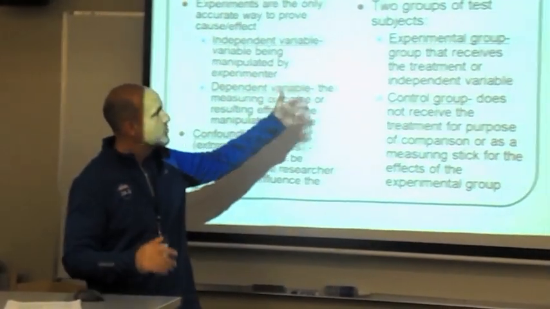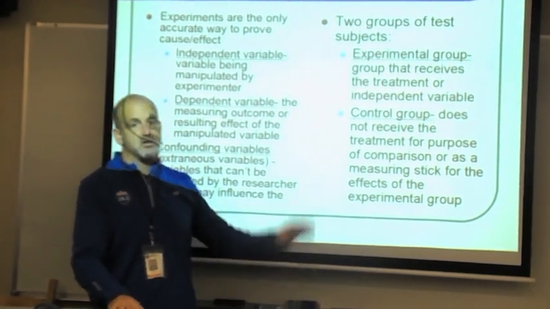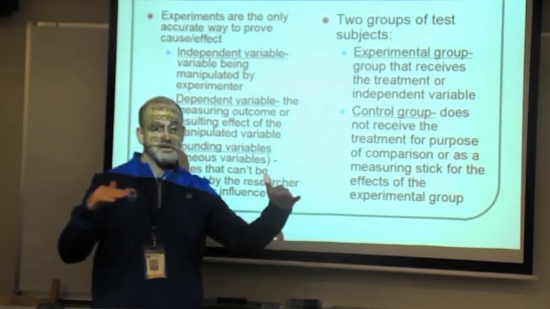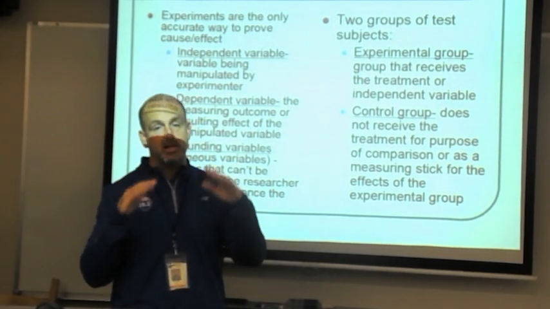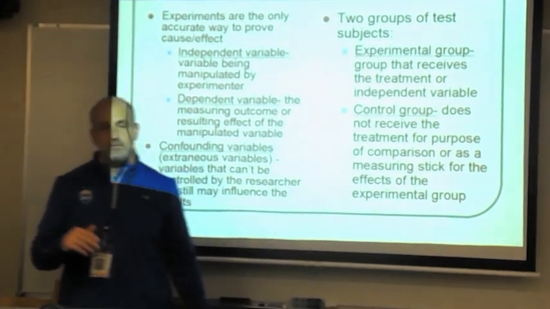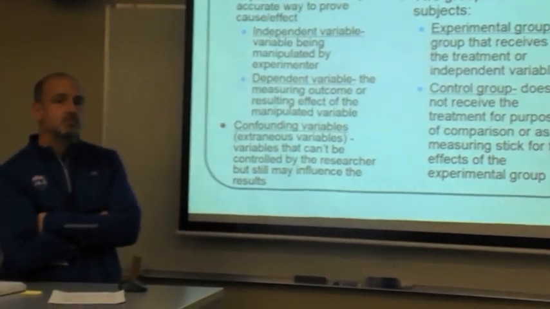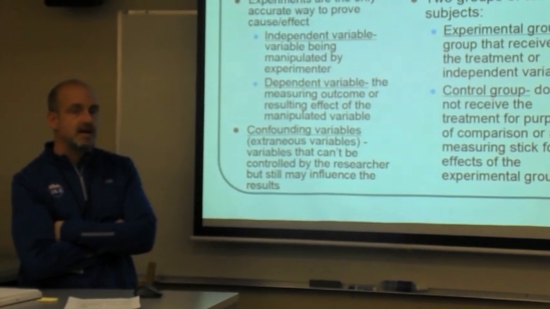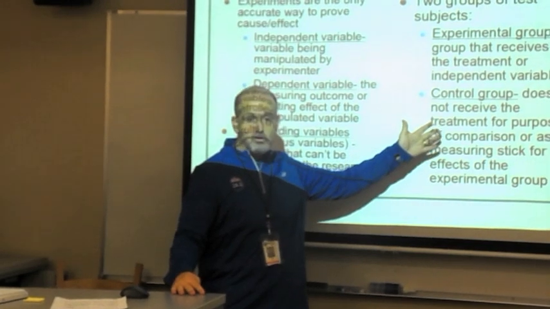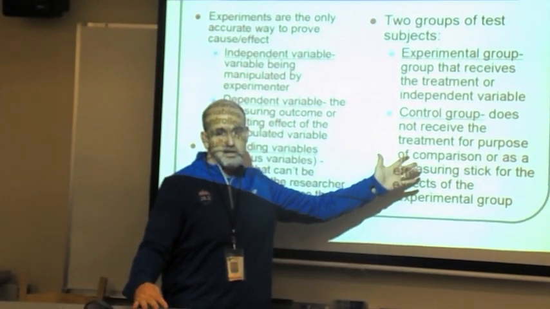Now, two groups of test subjects, okay? The experimental group is the group that receives the independent variable. You're experimenting with them. That's how you say it. These are the people that you're interested in. Now, what is the purpose of the control group? Very simple. If you say in your hypothesis, if somebody wears Nike shoes, they are going to run faster, you have to have a group to compare those people to. The control group is that group. They don't get the Nike shoes. They don't get the independent variable.